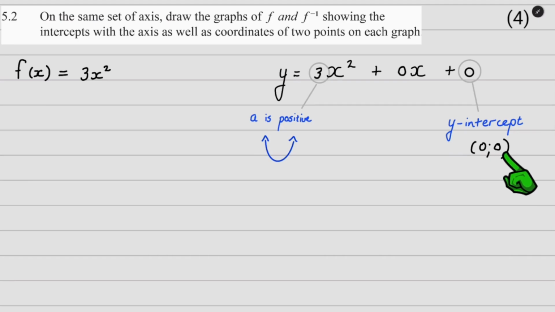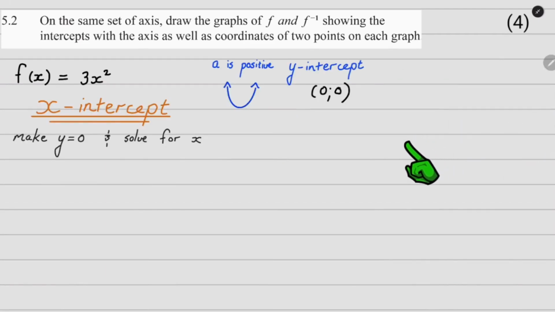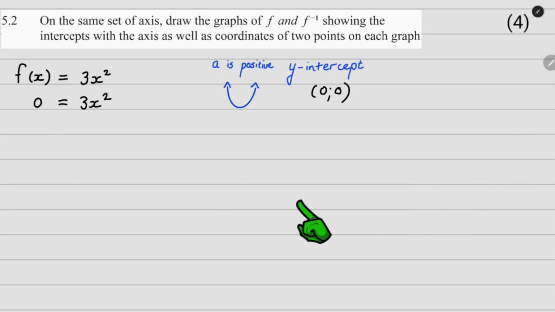So let's just work out our x-intercept. Just a quick reminder of how to do that. To work out your x-intercept, you make y equals 0 and solve for x. So f of x is a placeholder for y. So I'm going to change this to 0 and work out x. Now I divide both sides by 3. 0 divided by 3 will just be 0, and this 3 just disappears in that process. Then I'm going to square root both sides and I just get x equals 0. So the x-intercept is actually the same as the y-intercept. It's both the same point.